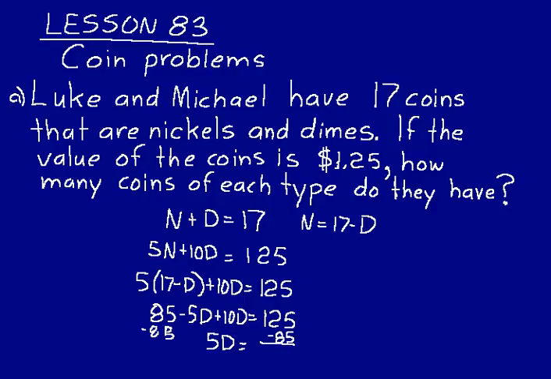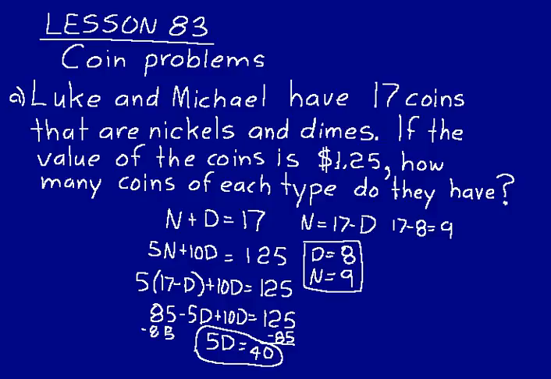And so we'd end up with 5d is equal to 40. And I kind of wrote that equation at a strange angle there, but it's 5d equals 40. So that means the dimes equals 8. And so if we substitute that back in to n equals 17 minus d, we'll have 17 minus 8, and that equals 9. So there's our number of nickels, is 9. So there's the answer to that problem.